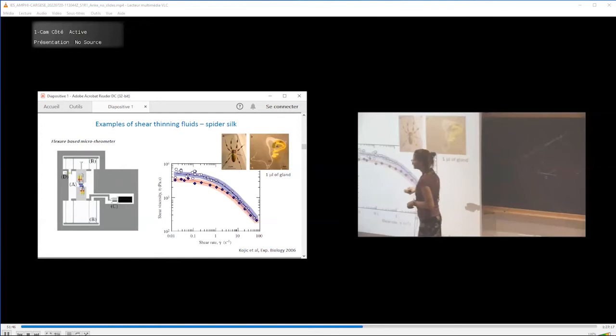I showed this because I told you that it would be really nice to be able to create this simple shear flow, but it's very hard to do in an experiment. But some people did it. That's a rheometer that has been built by Christian Claassen in the lab of Gareth McKinley some time ago. What they wanted to do is perform rheology on spider silk. But one spider produces like 1 microliter of gland, so they needed to build a specific apparatus to do shear on this system.